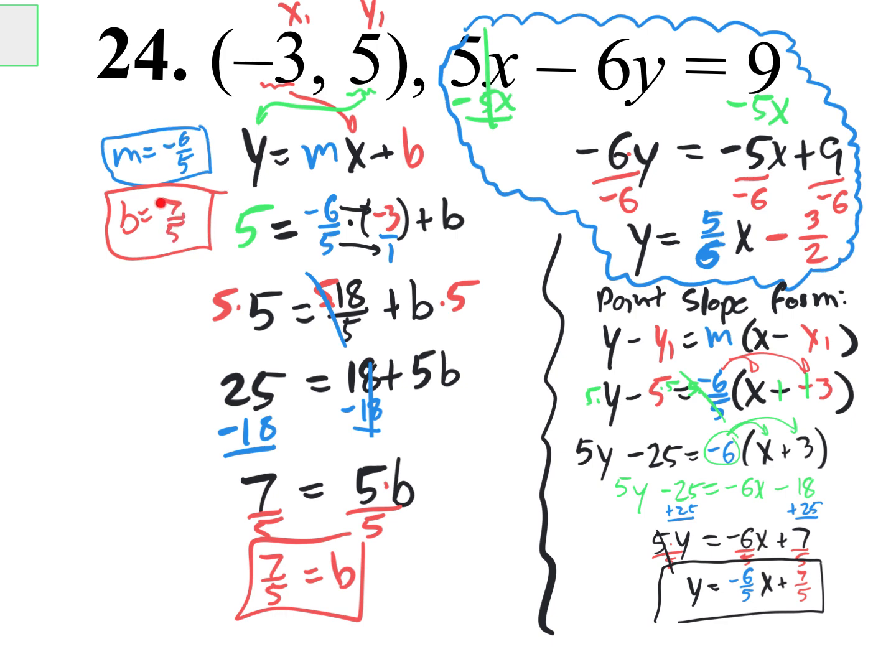So if you know your m and you know your b, you'll be able to write your equation in y equals mx plus b form. Y equals m is negative 6/5. You have an x right next to that. And then you have the plus b, which is plus 7/5. As you can see, it's the same exact equation as we got over here with our point-slope form situation. It's up to you, whichever makes you feel better, that's the one you go with, okay?